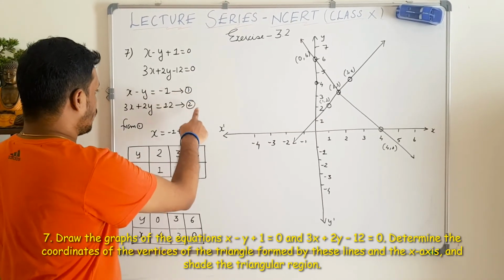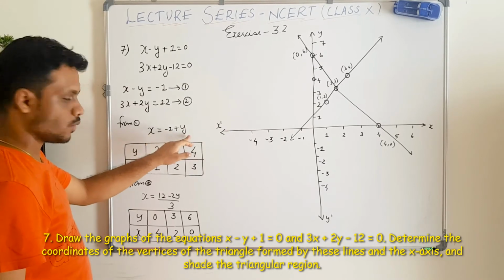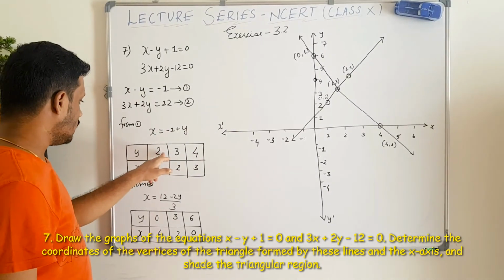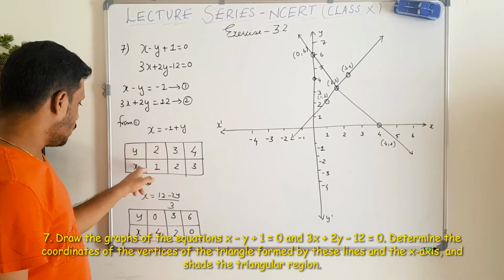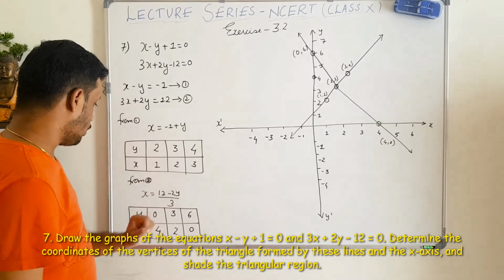So from the first equation, I have obtained this table where I have taken y to the other side. So my x is minus 1 plus y. I have taken y values 2, 3 and 4 and the corresponding x values are 1, 2 and 3 when I substitute it here. So I have got three sets of points here.